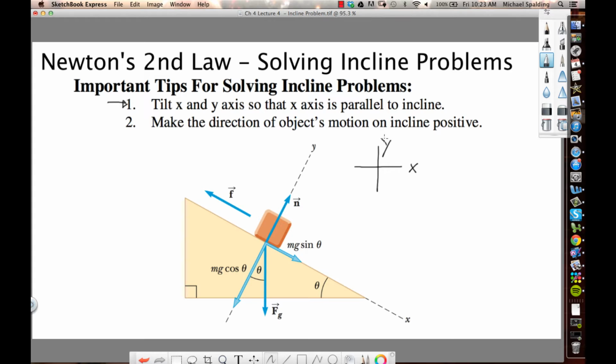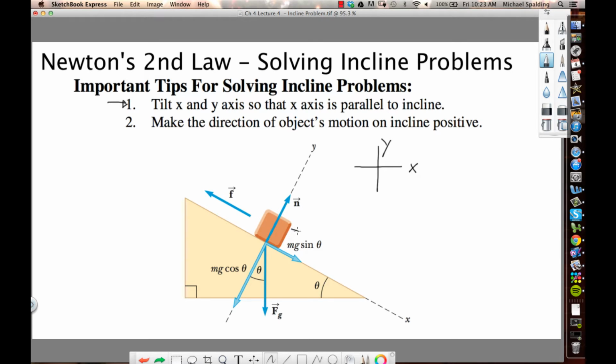And look, if you really wanted to, you could keep the XY axis like this, untilted, the way it normally is. But if you do that, life is going to be much more difficult. And here's why. So which way is the acceleration? Let's look at this block right here on this hill. For the block going down the hill, which way is the acceleration?